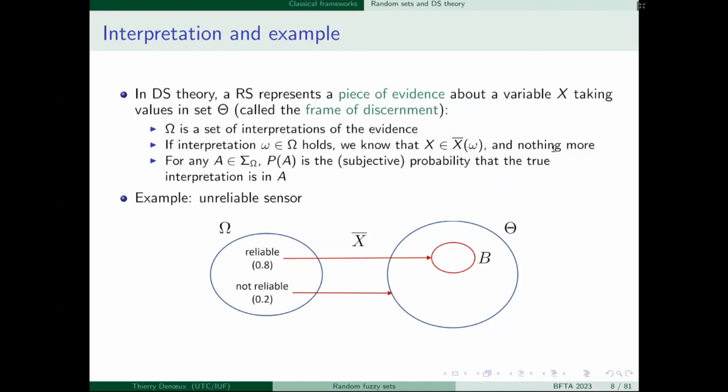We call it a random set because it's like a set was taken at random. This probability space defines a random experiment, and the outcome is a set. Except that here, there is no actual random experiment in which we take a set. This is the interpretation in Dempster-Shafer theory.